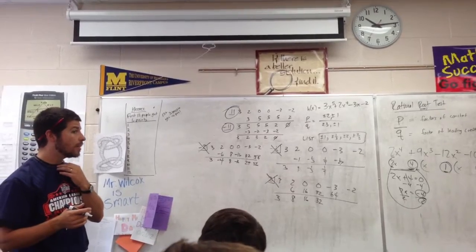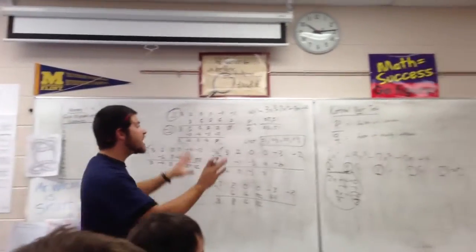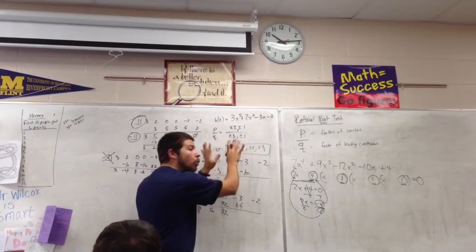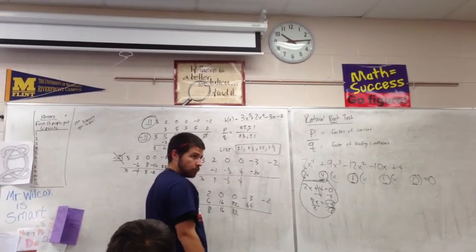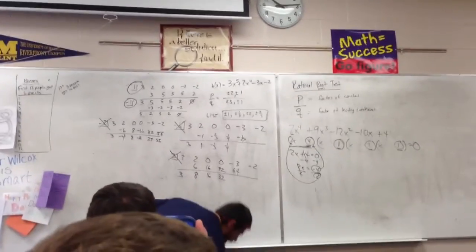So if they have a remainder, they're imaginary? I'm sorry? They have a remainder, they're imaginary? If they have a remainder, then that number is not a root of the polynomial. If you use negative 1 on the top one, it didn't work. No, it would. Try it again. You made a mistake.